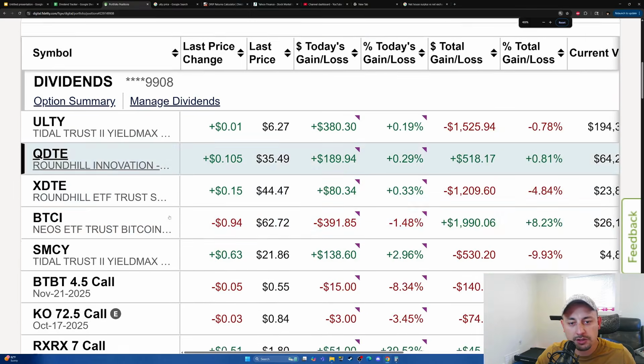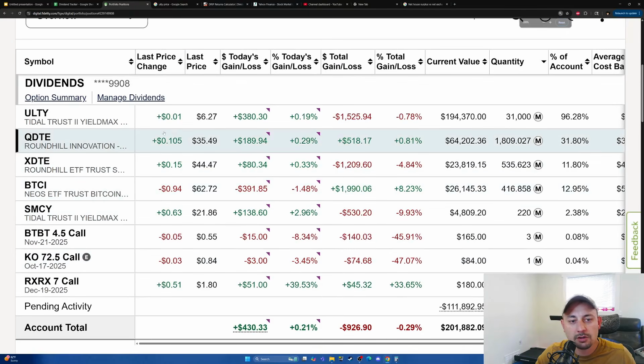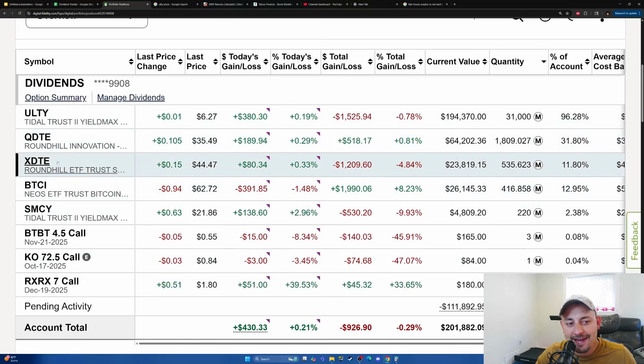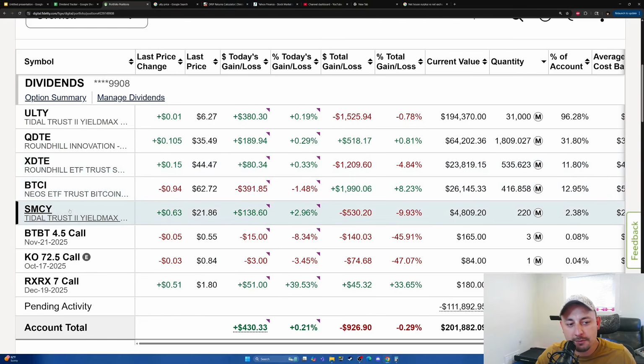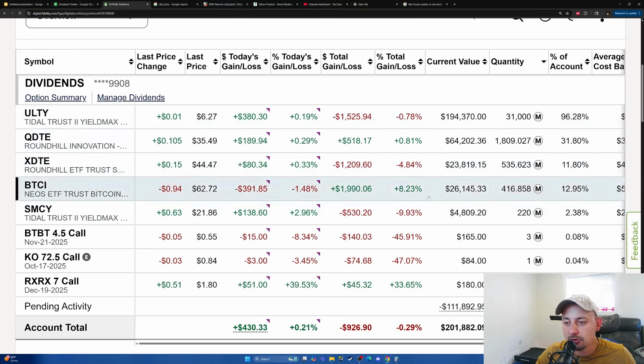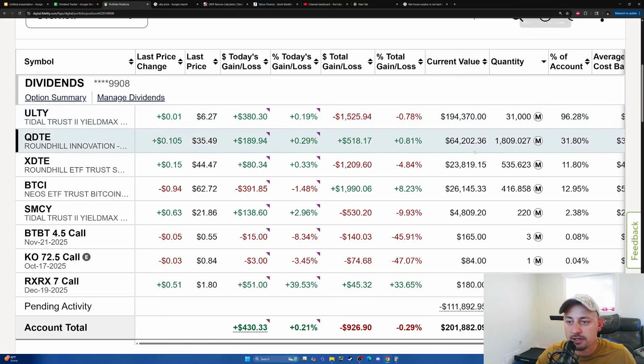So I'm holding a very large position in ALTI, which is from YieldMax. I'm holding a position in QDTE from Roundhill, XDTE from Roundhill, BTCI from Neos, and SMCY from YieldMax. So these are the 5 ETFs that I'm currently holding. As you can see here, their value is listed in this column here, current value. And this is the amount of shares that I'm holding right here.